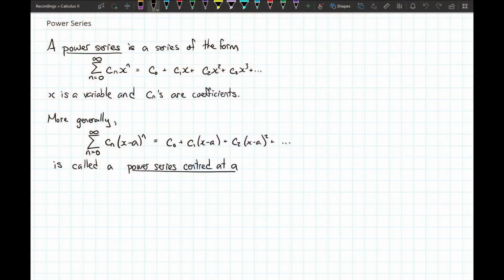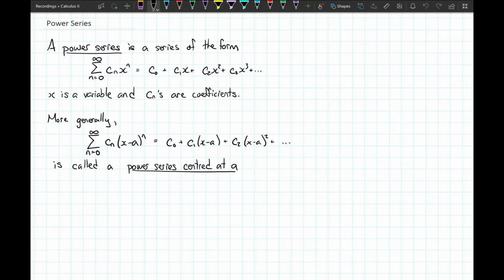So in each term, we'll have a variable such as, say, x, and it'll be to a different power in each term. So let's take a look at a definition. A power series is where we have a series of the form a sum from n equals 0 to infinity of Cn, which is some kind of coefficient, times x to the power n, where x is a variable. So that gives us C0 plus C1 times x plus C2 times x squared, and so on. You can see each term has a degree that is higher than the previous term.